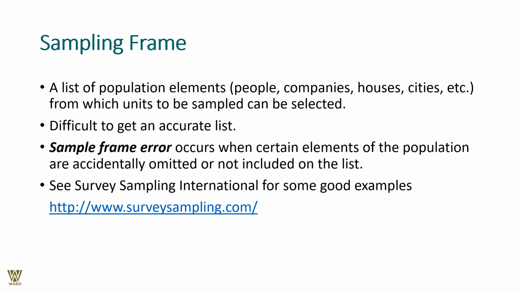Sampling frame: how do we go about getting a list of the population, people, companies, houses, cities, from which a unit can be selected? It is very difficult to get an exact list. Sampling frame error occurs more often than not when certain elements of a population are accidentally omitted or not even included in the list.